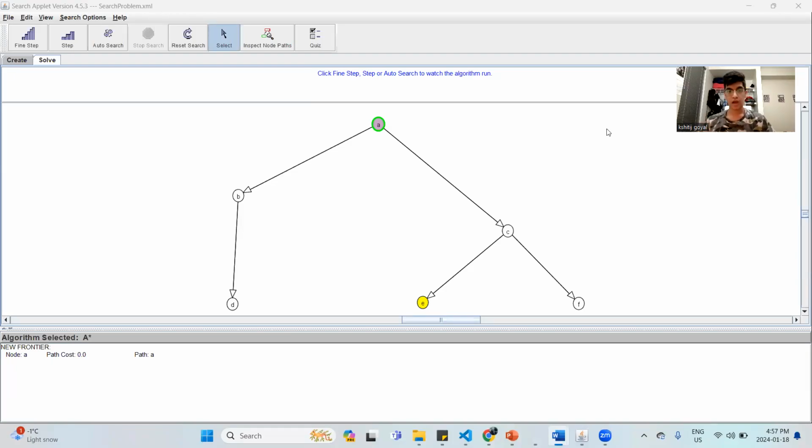So this is our Lab 2 assignment, and we were given 4 questions, mainly about uninformed search and informed search. From this assignment, I learned how the A-star search algorithm works, what heuristics are, and basically more about informed search algorithms. So let's go through the questions.